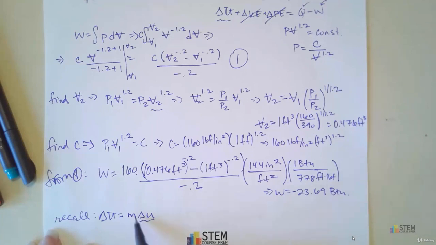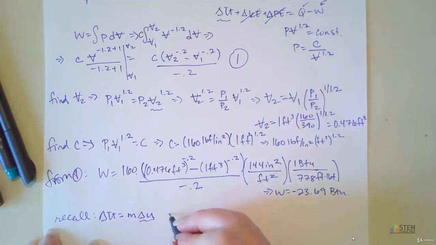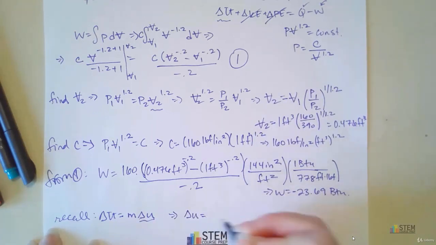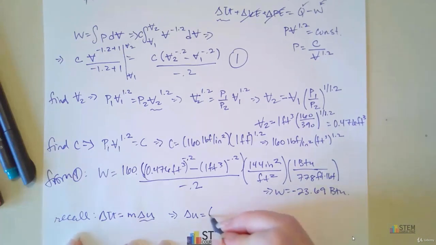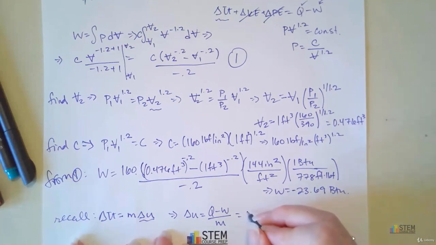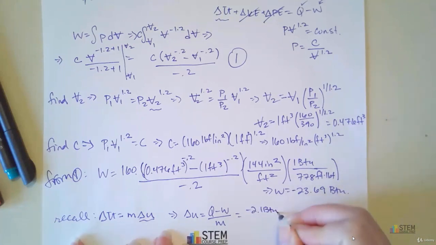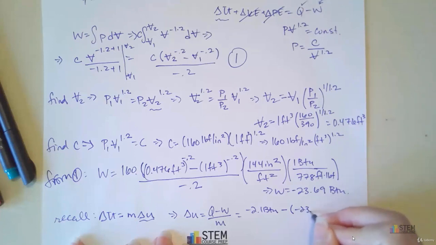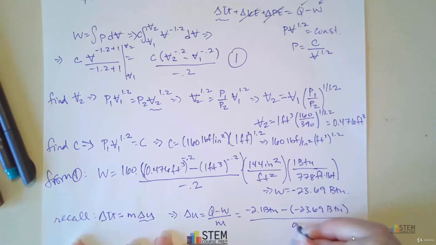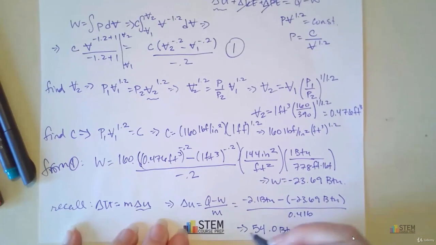Now that means if you plug this into your energy balance equation, that delta of the specific internal energy is going to be Q minus W over M. Alright, so we're going to have negative 2.1 BTU minus negative 23.69 BTU over the mass, which is 0.4. That gives us 54 BTU. So that's our change in specific internal energy.